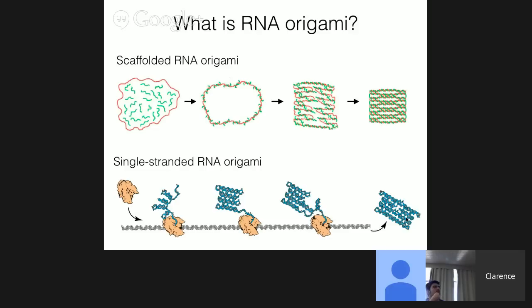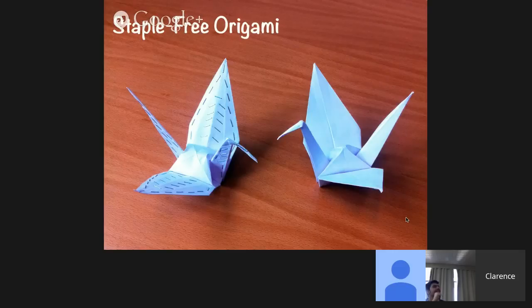So there's a little picture we took trying to show the difference between scaffolded origami, where we use these staples to make the structure, and as you can see, it's a bit cheating putting in that many staples to keep a structure together. But what we like to think is that RNA origami, where we don't use any staples, just use one single strand of RNA, is a much finer work of art.